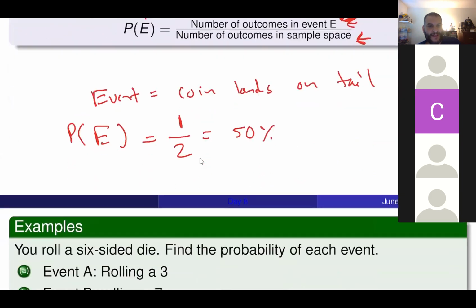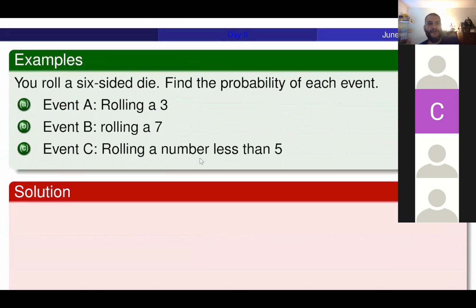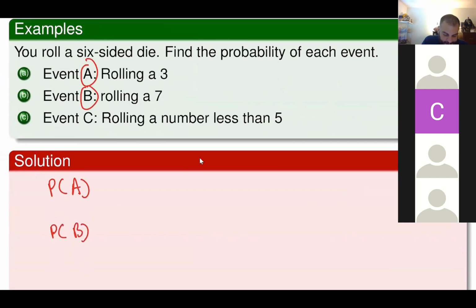All right, let's go ahead and do this one. It says you roll a 6-sided die, find the probability of each event. So we're going to do probability of A, which is event A, probability of B, which is event B, and probability of C, which is event C. For rolling a 6-sided die, how many total outcomes do we have? 6. Yeah, so we have 6. So all of these we're going to be dividing by 6.